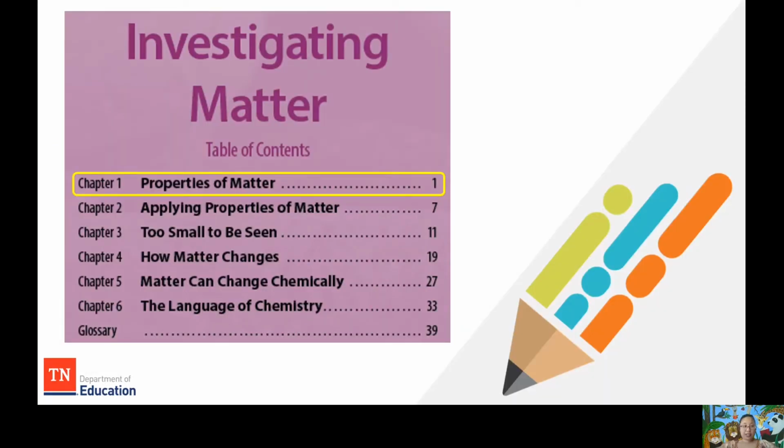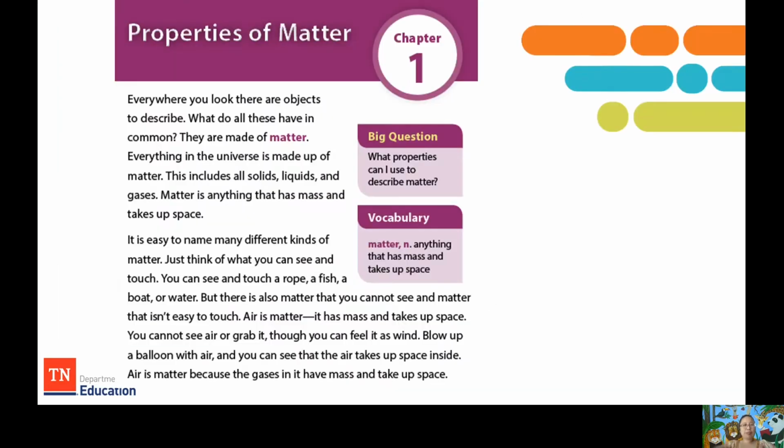Here is a table of contents. You can see that we have 6 different chapters. Today, we're going to read chapter 1, Properties of Matter. But looking ahead, I can also see that I'll be learning about how matter changes, and then even learning about the language of chemistry. So let's get started with chapter 1, Properties of Matter.